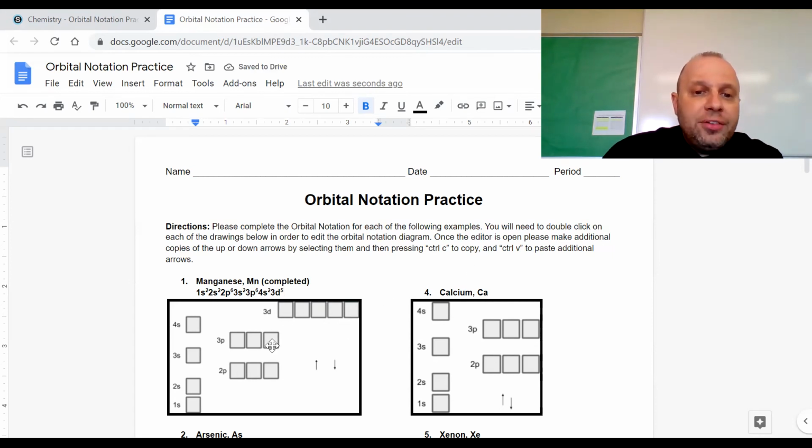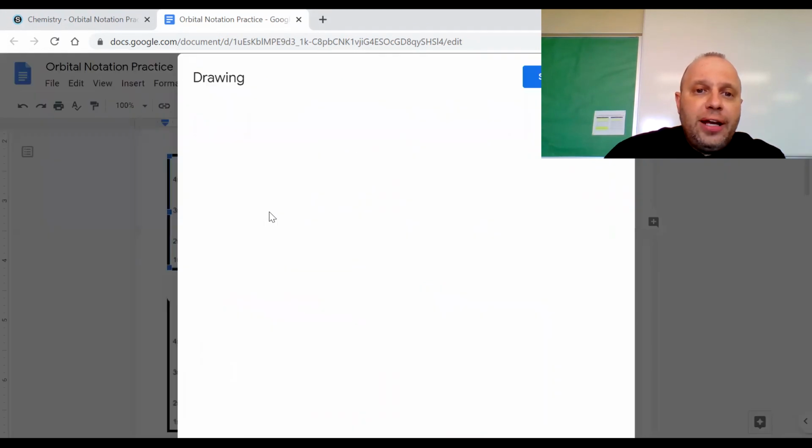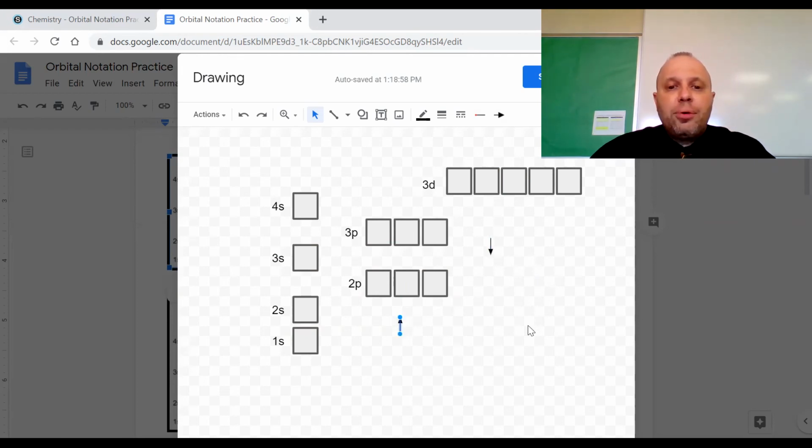Now, with that in mind, I'm going to go ahead and double-click on this diagram. That will open up a picture that looks like this. These electrons are already included in your picture. So the first thing that you want to do is make a bunch of copies of each of these electrons. To do that, click on the electron, press Control-C to copy it, and then Control-V to paste it a bunch of times. If you need more, you can always make more copies.